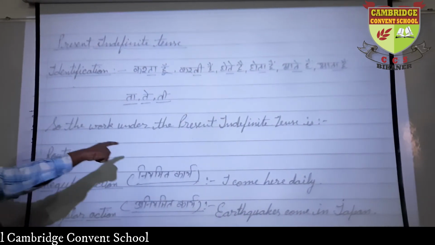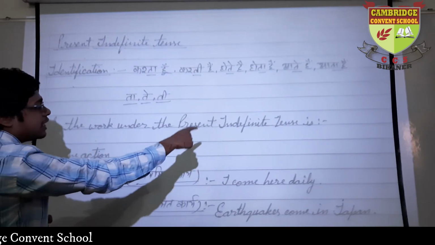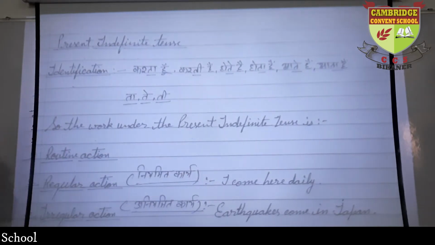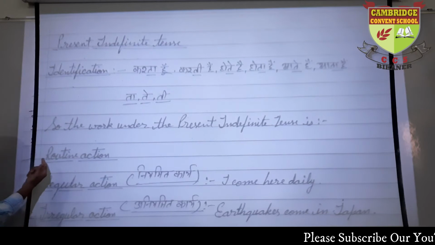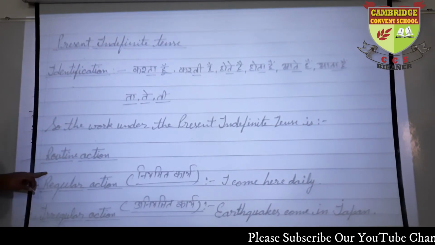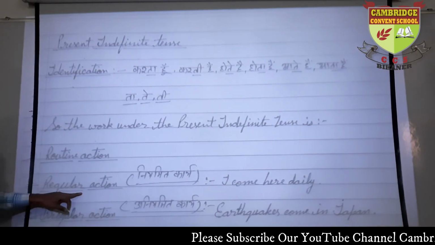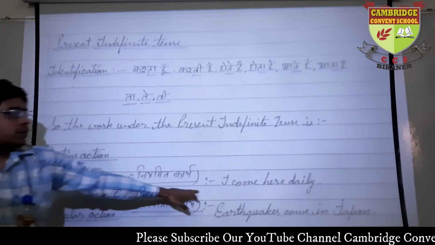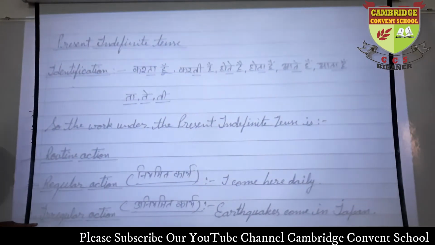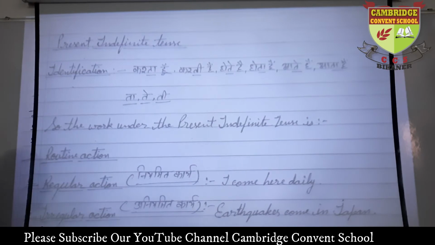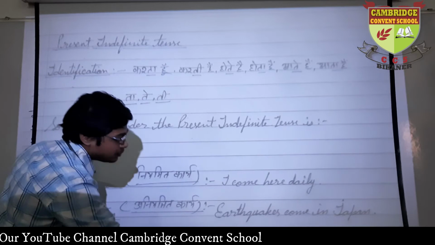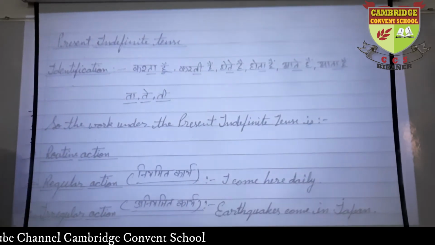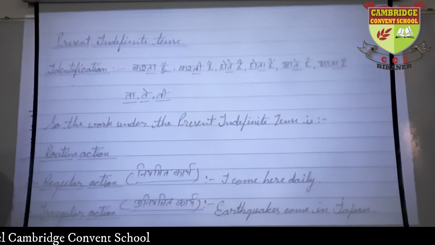So the verb under the present indefinite tense is a routine action. All the routine actions, like regular action: I come here daily. The second one is irregular action: earthquakes come in Japan.